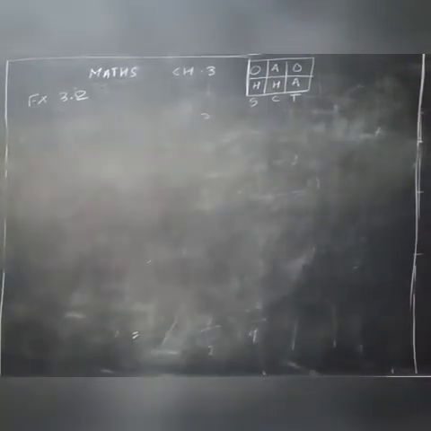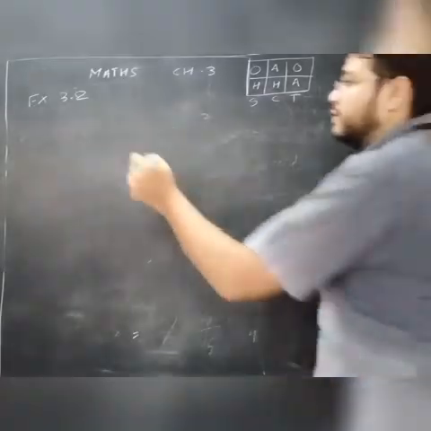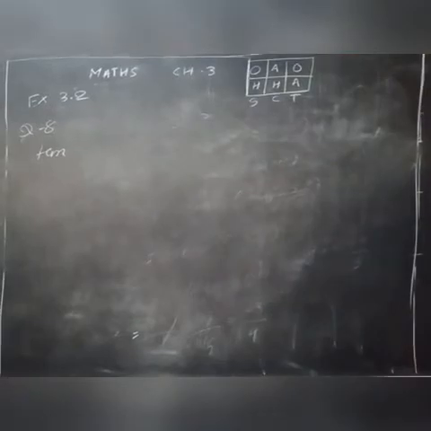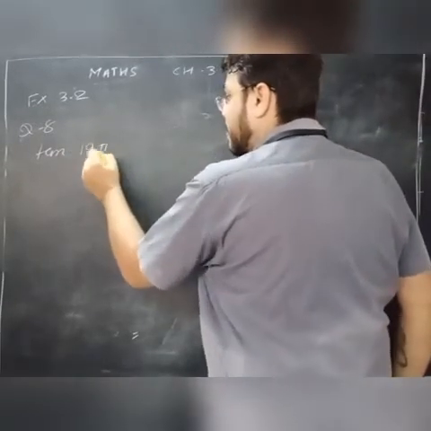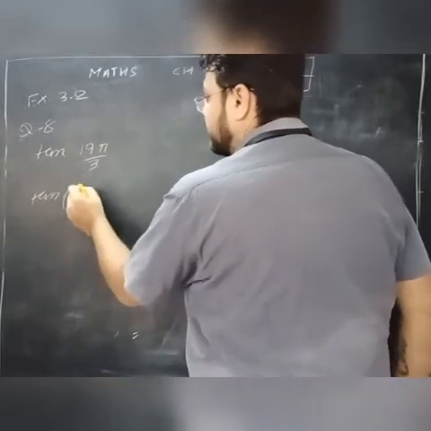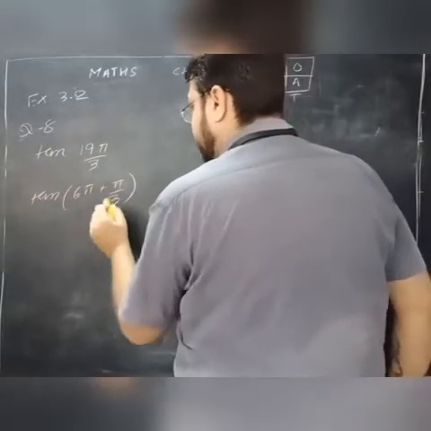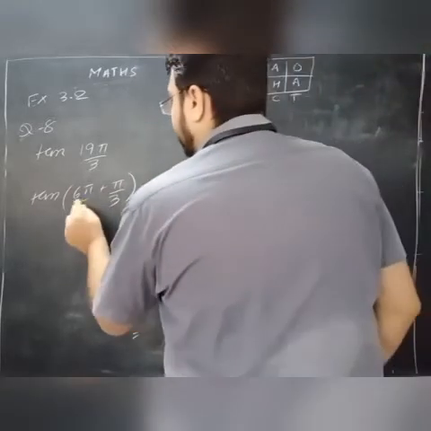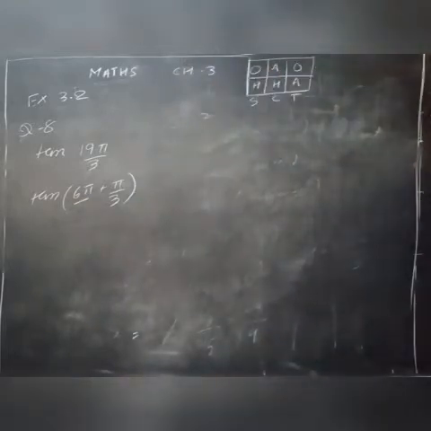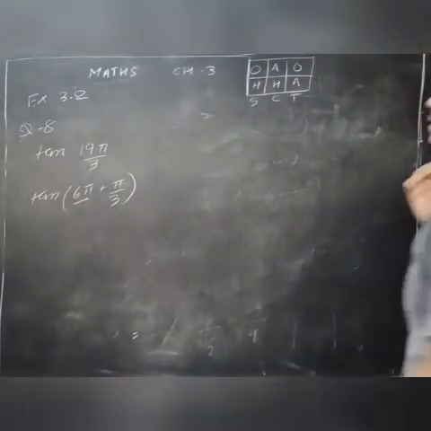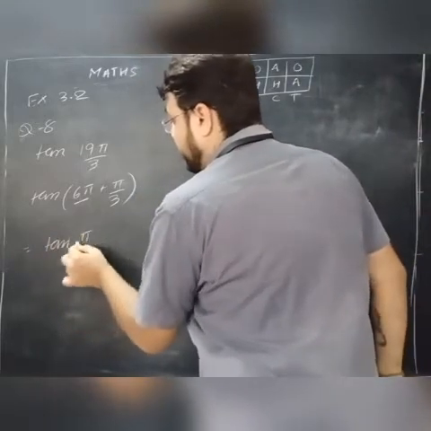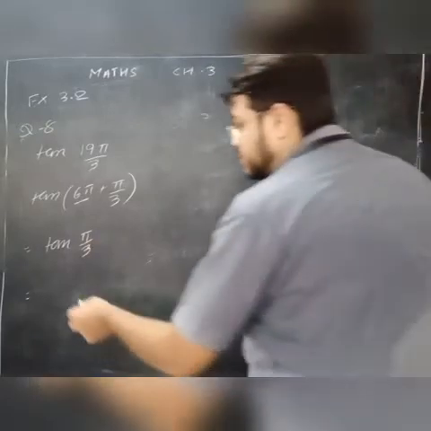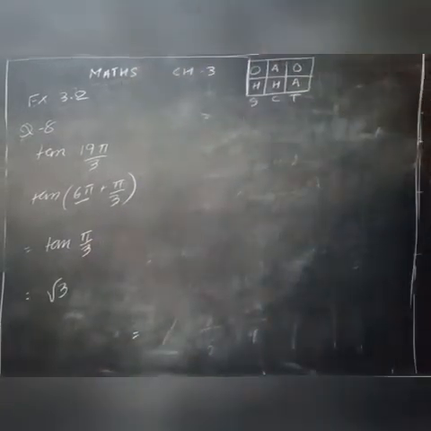Let's try to understand the 8th question, where in the 8th question it is given tan 19 pi by 3. So I can write this as 6 pi plus pi by 3. 6 times 3 is 18, plus 1 will give me 19. As you can remember that pi is the principal period of tan, so a multiple of pi I can neglect and write this as pi by 3. Now tan 60 is root 3.